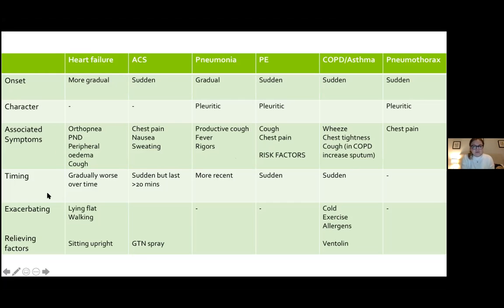And then you want to ask about timing. Has the shortness of breath gotten gradually worse over time, or is it more sudden? For example, it's just been today, it suddenly came on today. And then you want to ask about exacerbating and relieving factors. It's more respiratory, but it's good to ask, does the cold or exercise or any allergens make it worse? Because that's indicative of COPD and asthma.